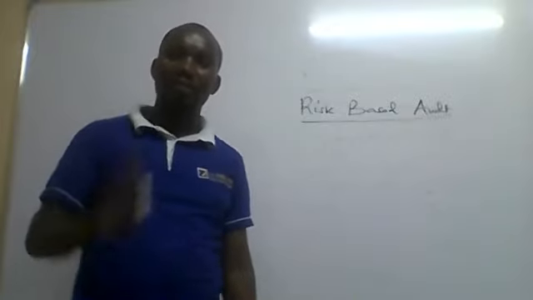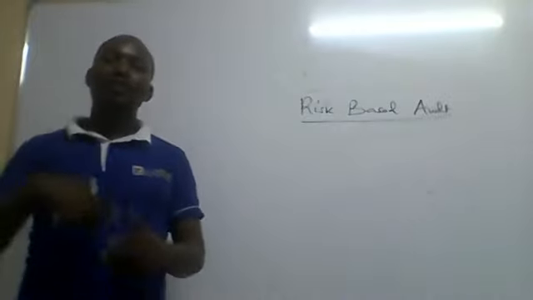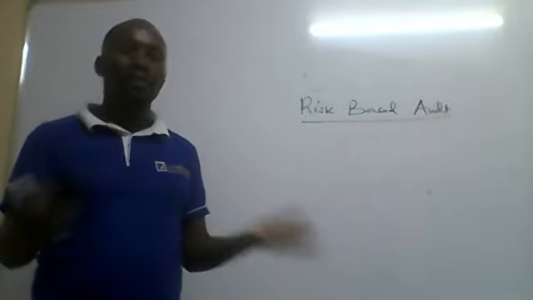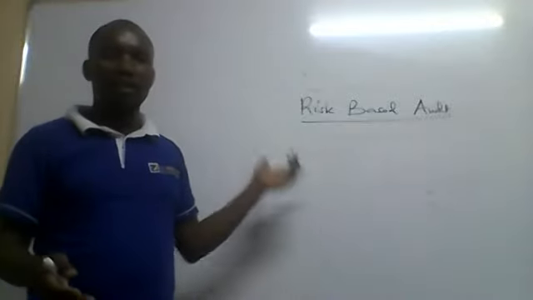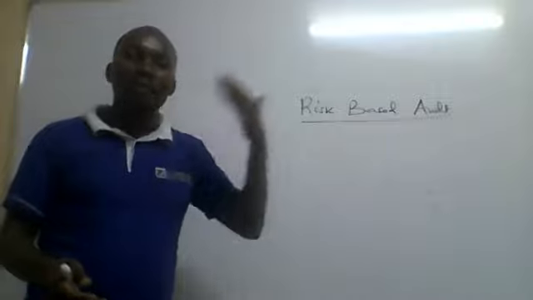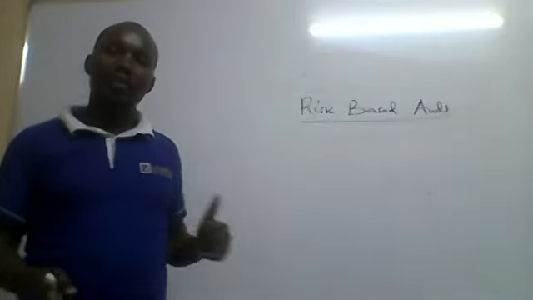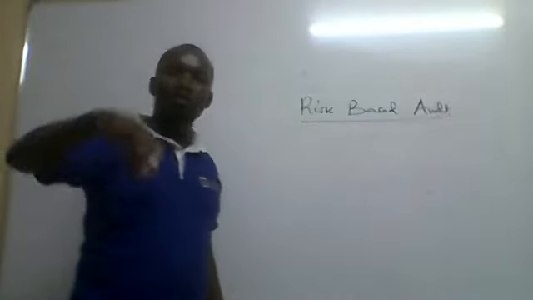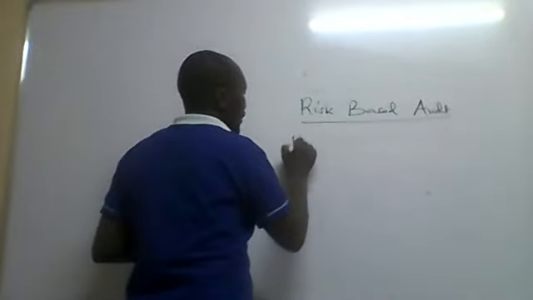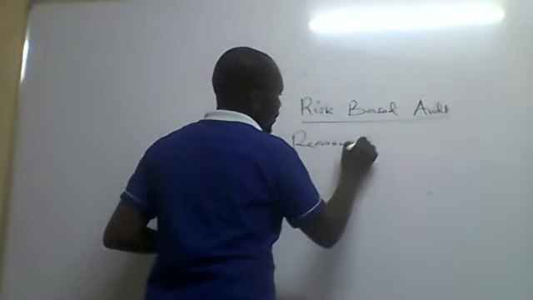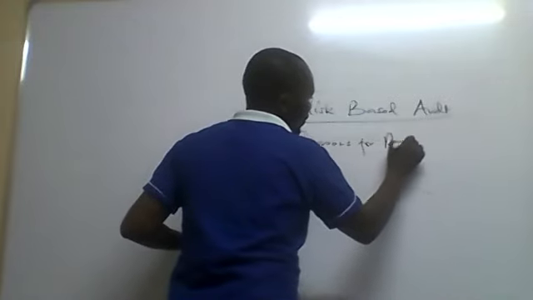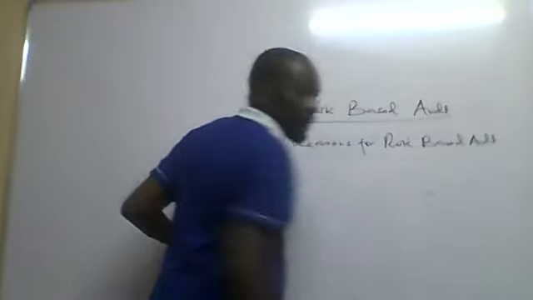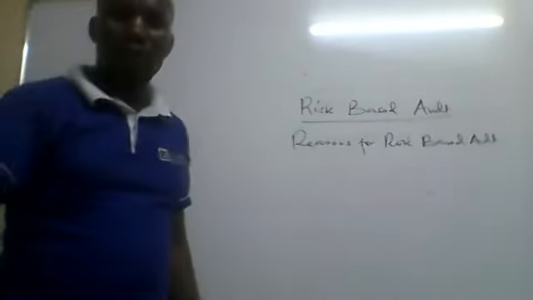Hiyo ni kidogo sana. So that is why now, as an auditor, you need to focus on areas of high risk. You should do risk assessment, identify areas that you can focus on. Those are the areas of high risk. So that is what we call risk-based audit. You audit based on the areas of high risk. That is what we mean by risk-based audit. So let's look at some of the reasons for risk-based audit. Why do we do risk-based audit? Reasons for risk-based audit. Why do we do it?